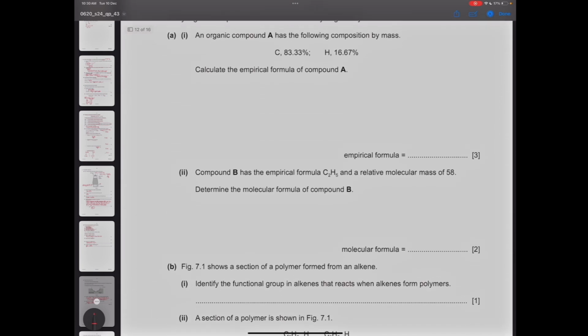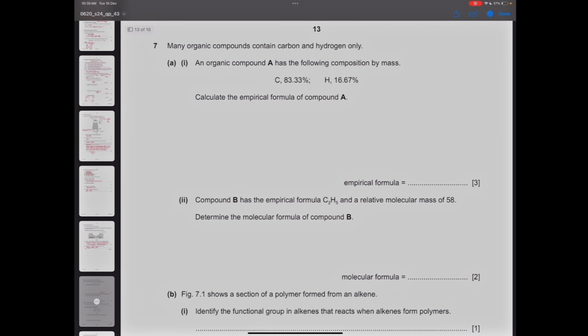Question number 7, organic compound is given. It's a stoichiometry question. Percentage is given and you have to find the empirical formula. So what we need to do here is carbon, hydrogen, percentage is 83.3. We take it as grams because the percentage is adding up to be 100, right? 100%. So you just directly take it in grams, divide by the atomic mass.